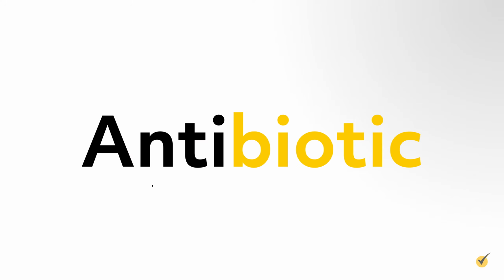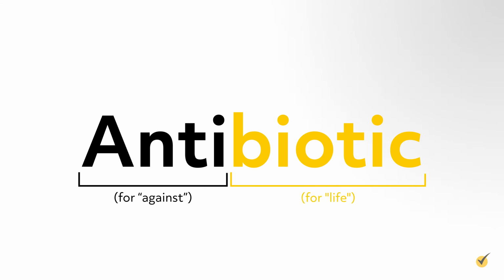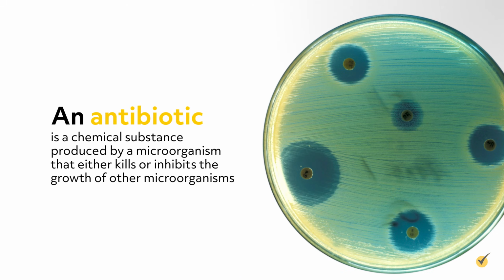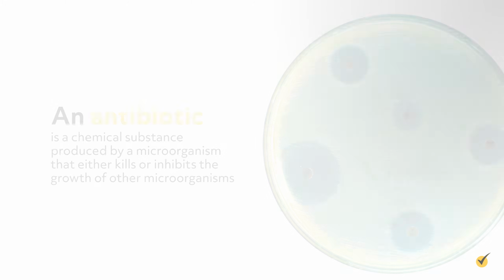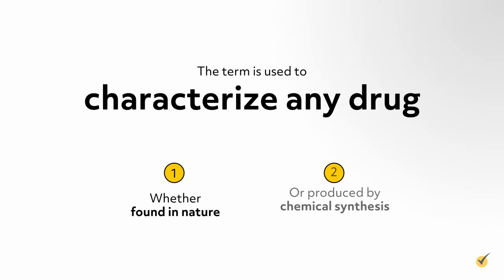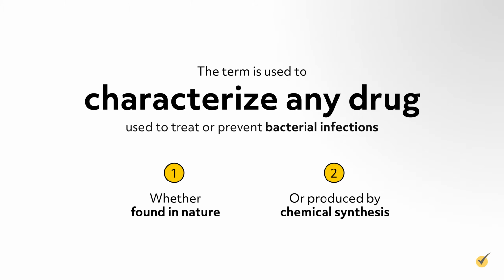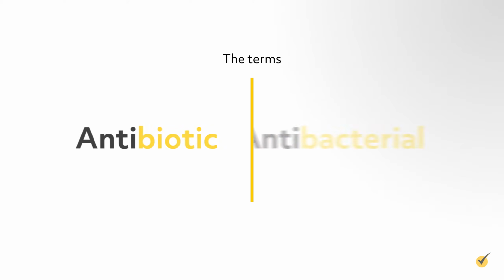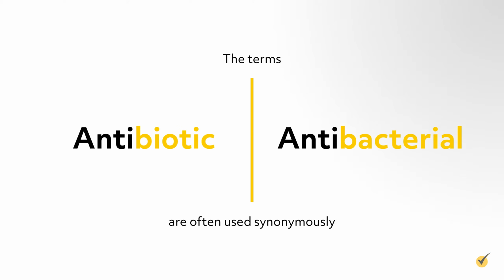Antibiotic, which is derived from the Greek words anti for against and bios for life, is a chemical substance produced by a microorganism that either kills or inhibits the growth of other microorganisms. The term is used to characterize any drug, whether found in nature or produced by chemical synthesis, used to treat or prevent bacterial infections. The terms antibiotic and antibacterial are often used synonymously.